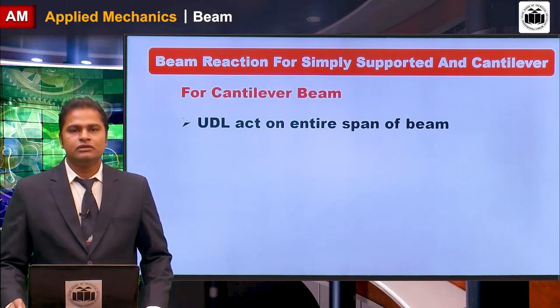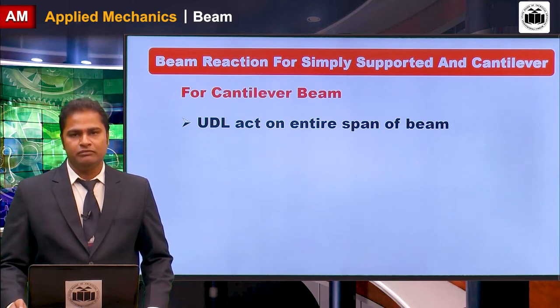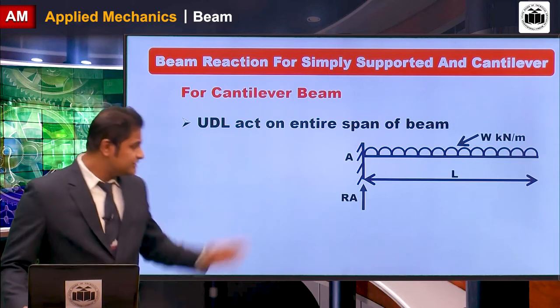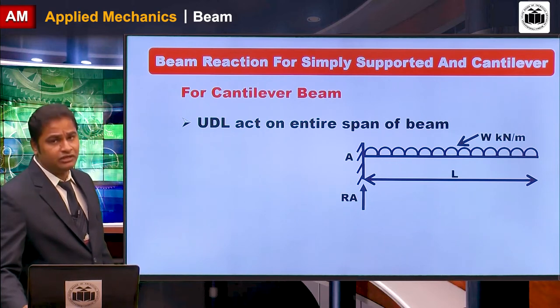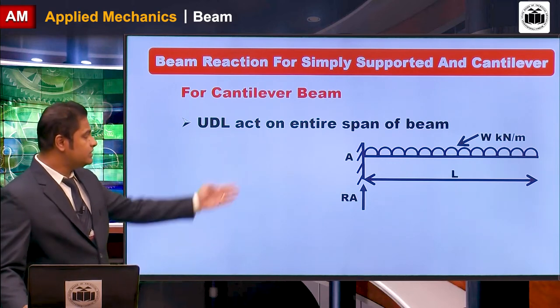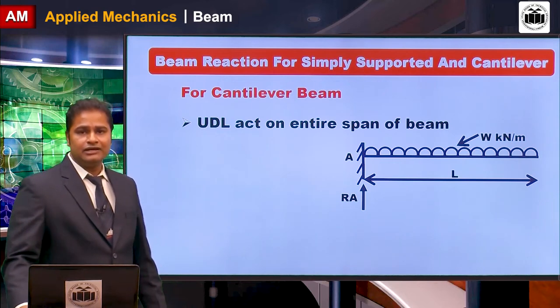Case 2, the UDL acts on the entire span of the beam. This is the cantilever beam with a UDL of W kilonewton per meter over the entire span. Here is the reaction RA at the fixed end.